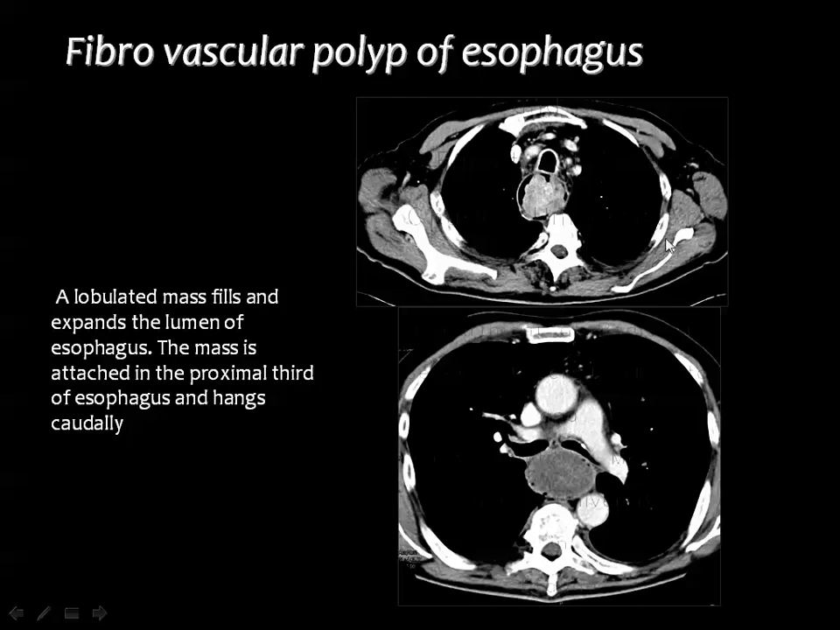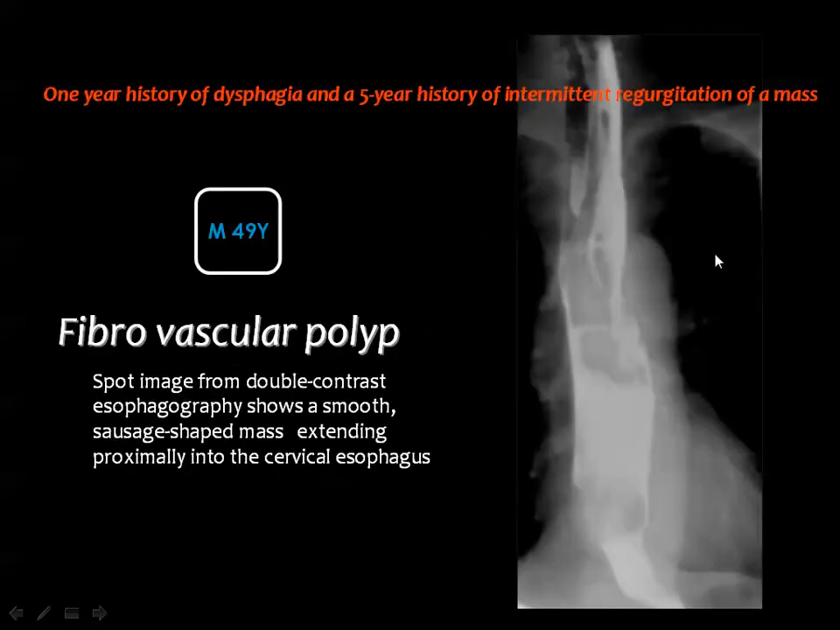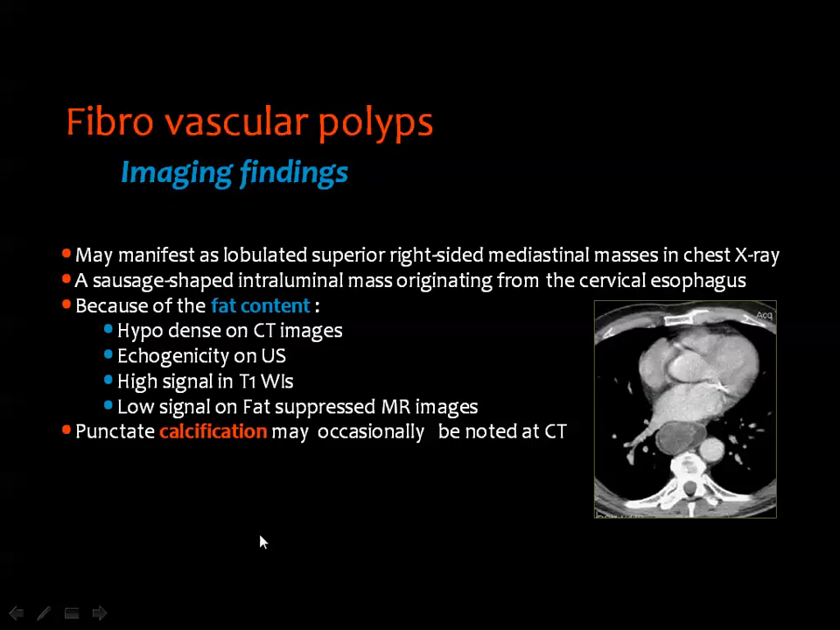On CT, because of the fat content, you see the tumor is of hypodense matrix, and it may contain calcium. It starts high up in the esophagus and extends for a good segment of the esophageal lumen. And this is by barium esophagography, and you can see the filling defect, which has an extremely smooth outline extending high up in the esophagus down approximately reaching the mid-esophageal segment.